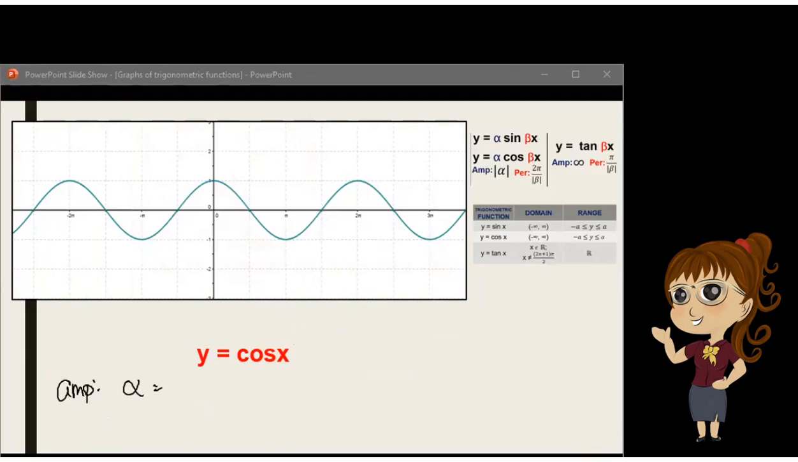Let's have Dylan. Hi, ma'am. Wonderful. Alpha value is 1. Therefore, the height of your graph is at 1. And then for the period, let's first look at the beta value, the numerical coefficient of x.